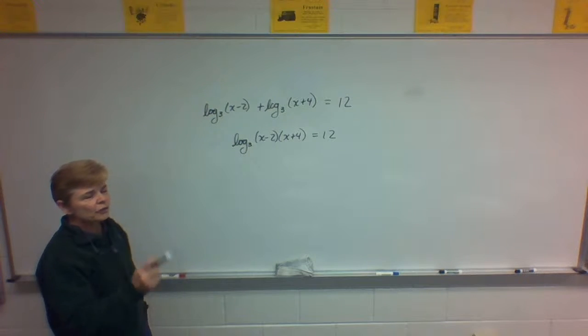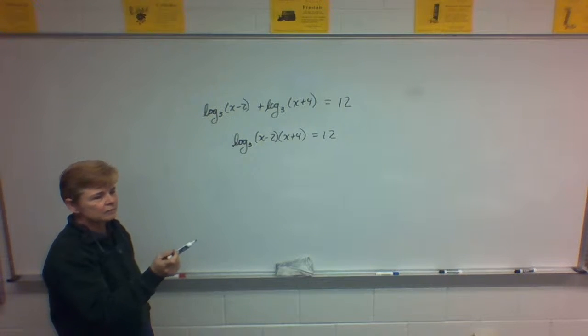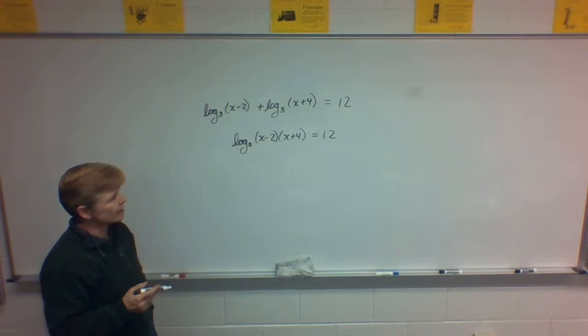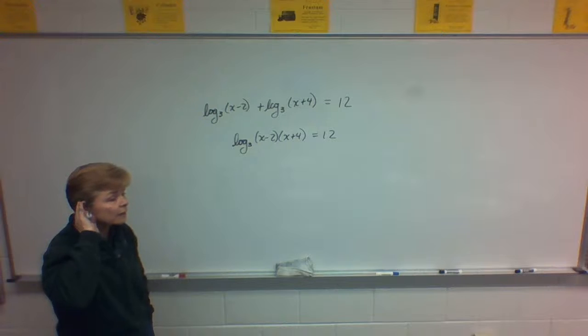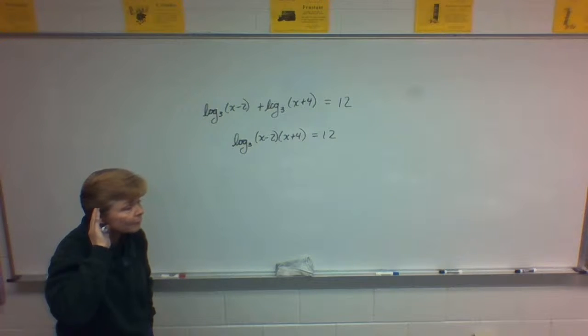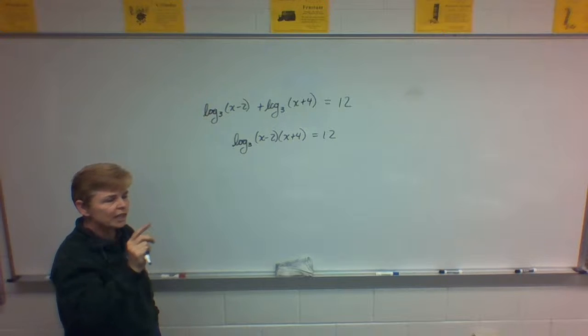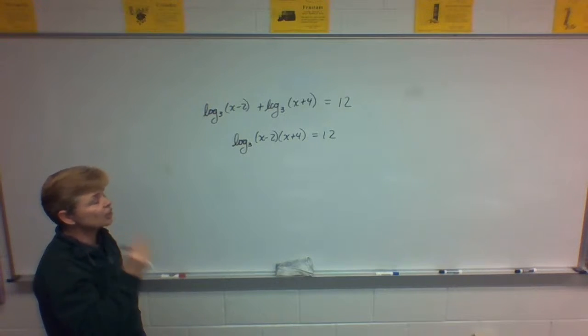Why do we do that? So that there's only a single log on one side or the other. Got to get single logs before you can drop things, and can't drop it here because I got a log on the right side. Now what? From the beginning of the lesson, now what? Change it to an exponent. Those are the words. If it's a log, change it to an exponent.